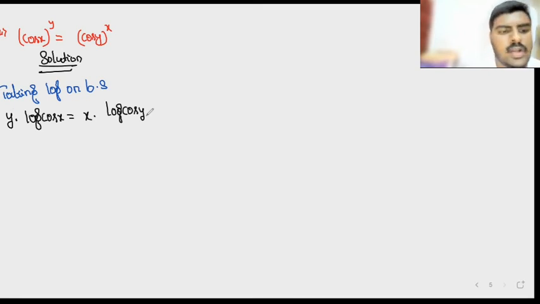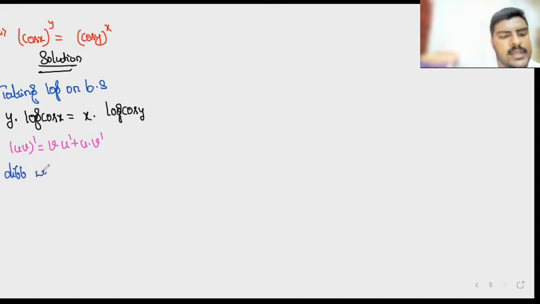Now observe this problem. We know the product of two functions formula: (uv)' equals v into u' plus u into v'. Got it now? So differentiate with respect to x on both sides. Now observe, this is u and this is v. Yes or no?